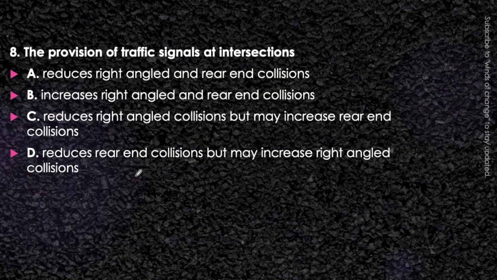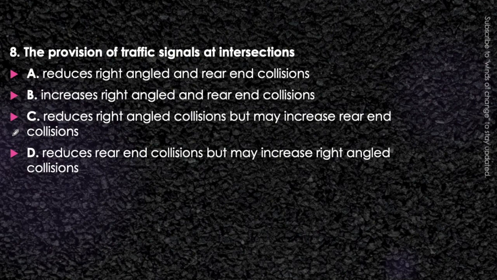Next question. The provision of the traffic signals at intersection reduces right angle and rear end collision, or increases right angle and rear end collision, or reduces right angle collision but may increase rear end collision, or reduces rear end collision but may increase right angle collision. Just think about it. What will happen in case of the traffic signal at intersection?